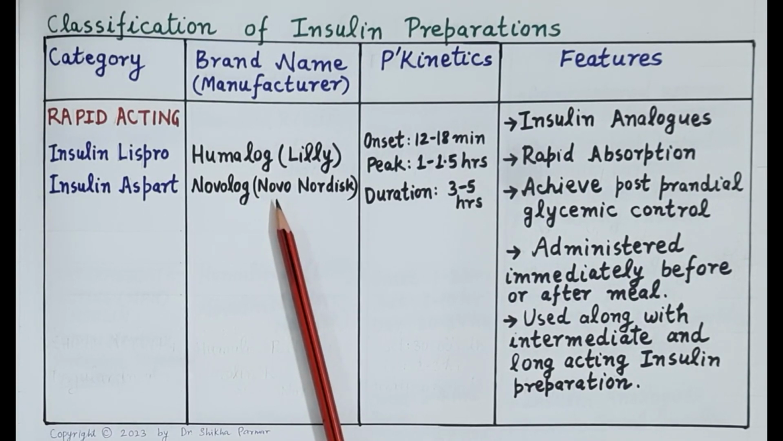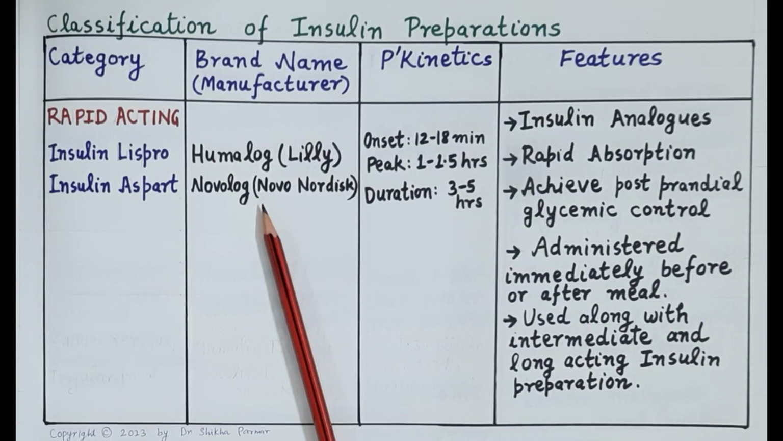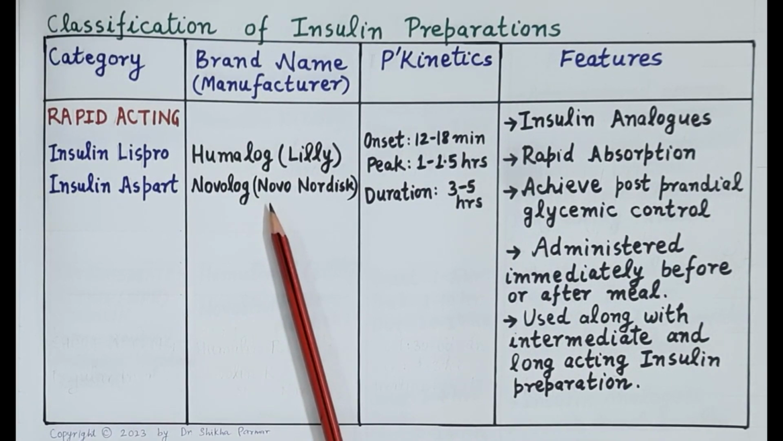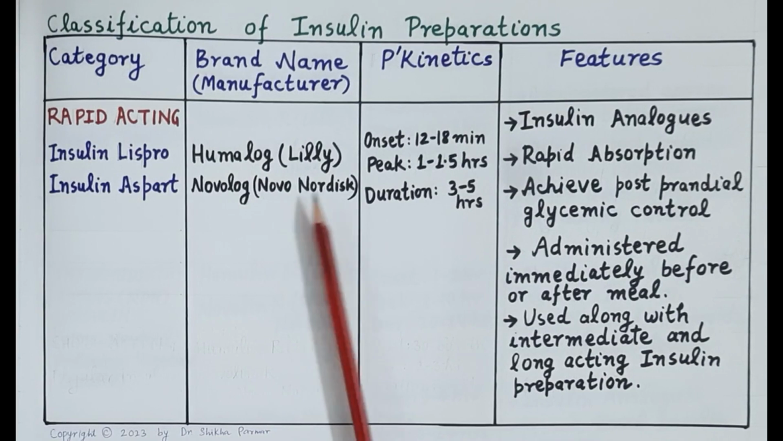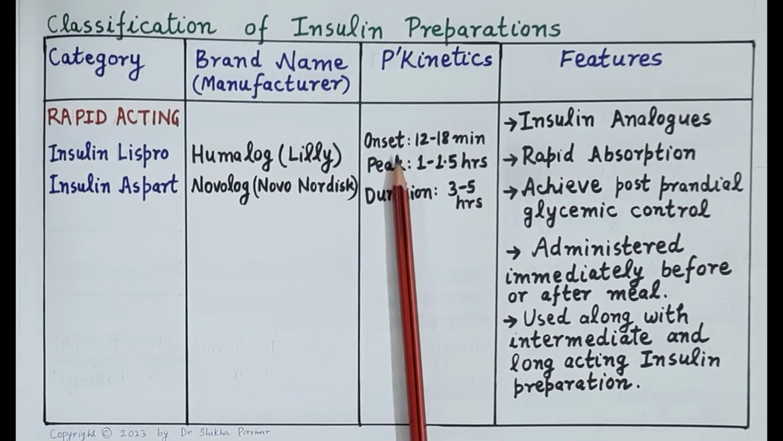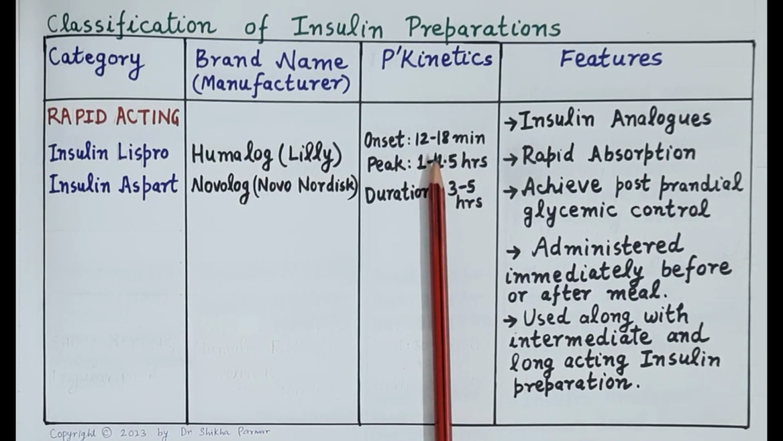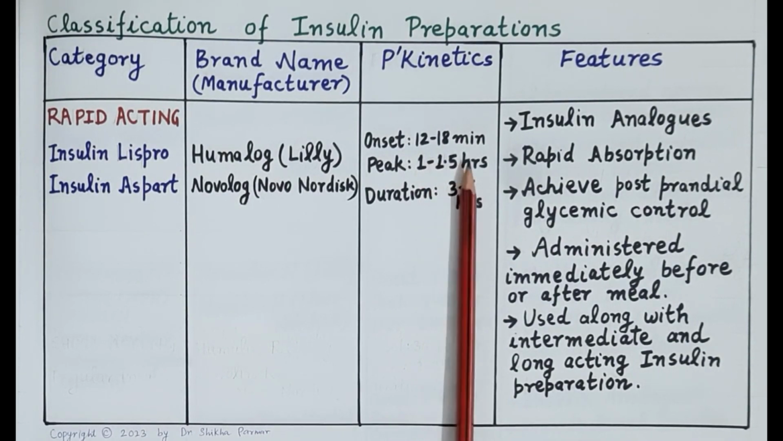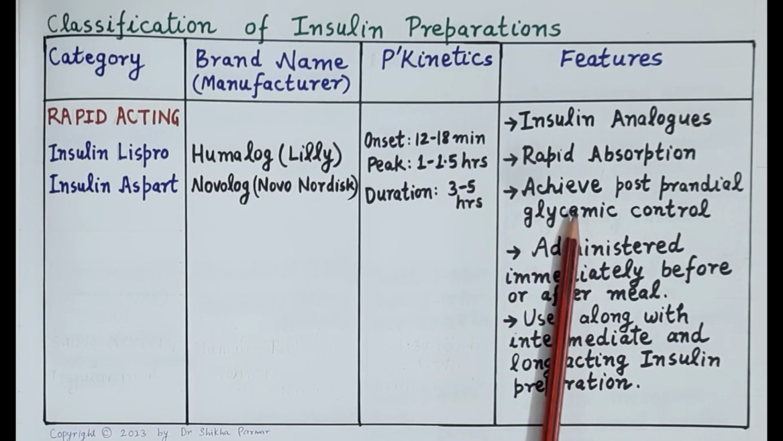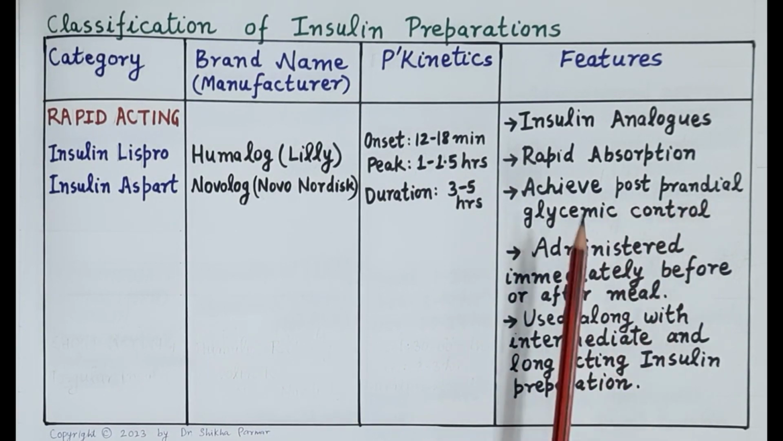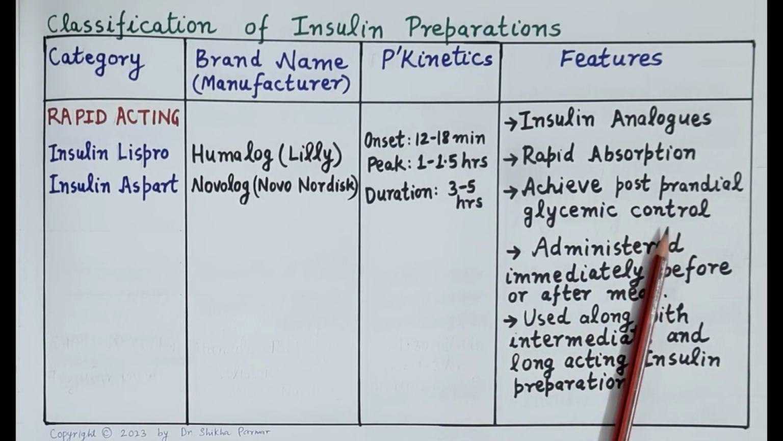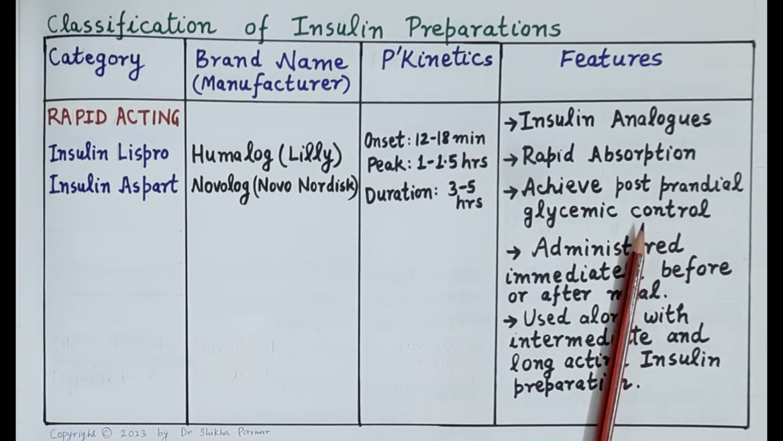As already discussed, these are termed as rapid acting as their absorption is very rapid and they produce very quick action. Action is produced within 15 minutes after their subcutaneous administration. These insulin preparations are used to control the post-meal rise in the blood glucose level. So, these preparations achieve postprandial glycemic control. Since their onset is very rapid, they produce their effect within 15 minutes.